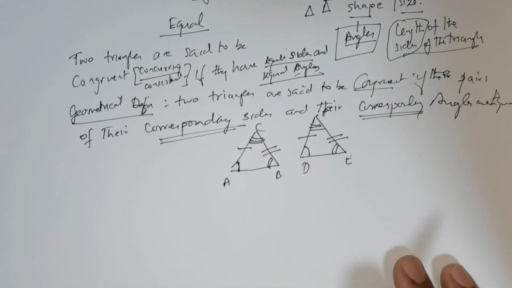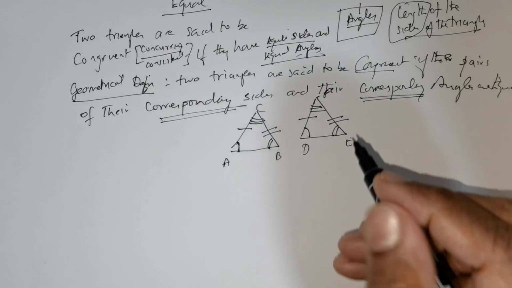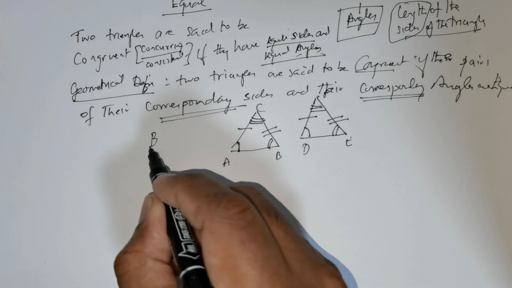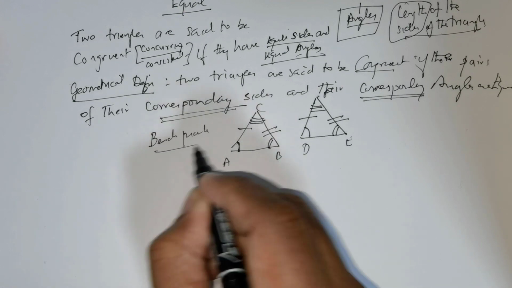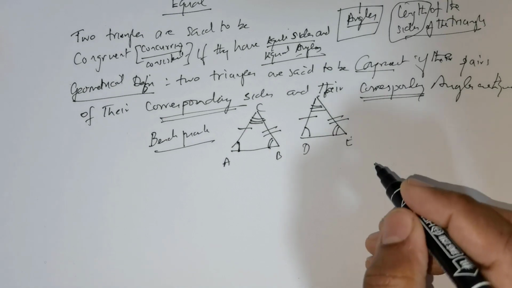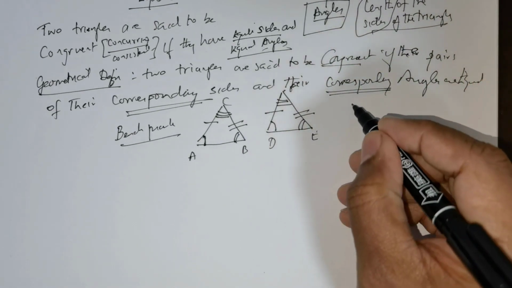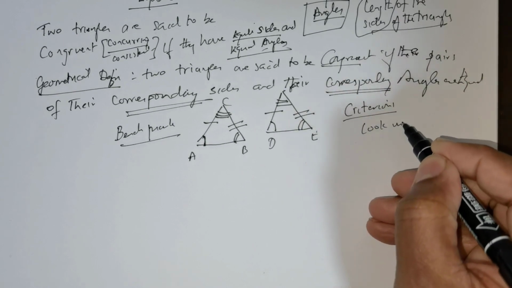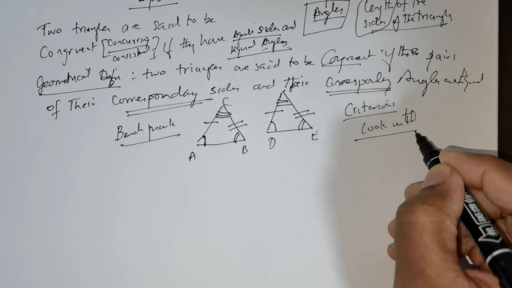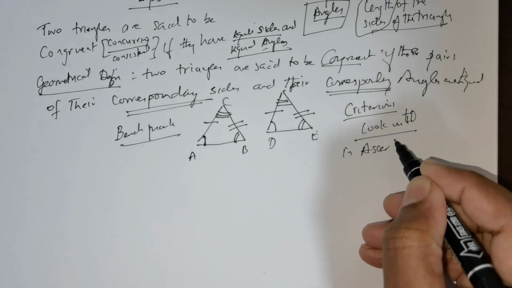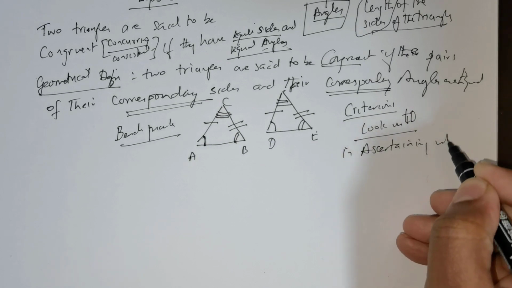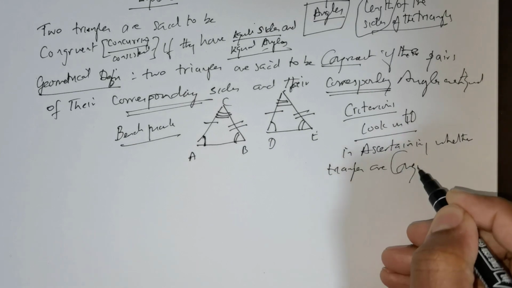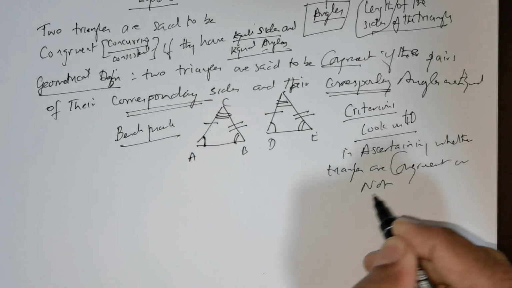Now the next important point that we will have to know is, look, there are different ways. So this is actually the benchmark, I would say, of deciding the triangles to be congruent, right? But there are other criteria we can look into in ascertaining whether triangles are congruent or not, right?